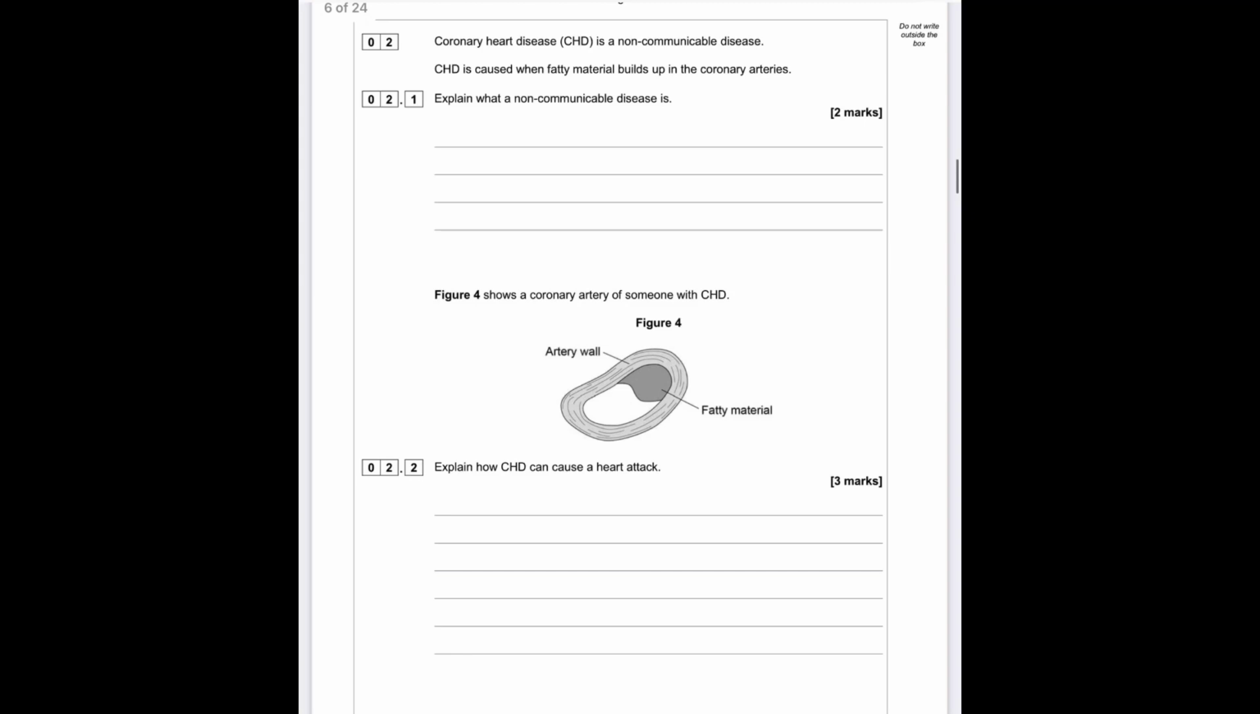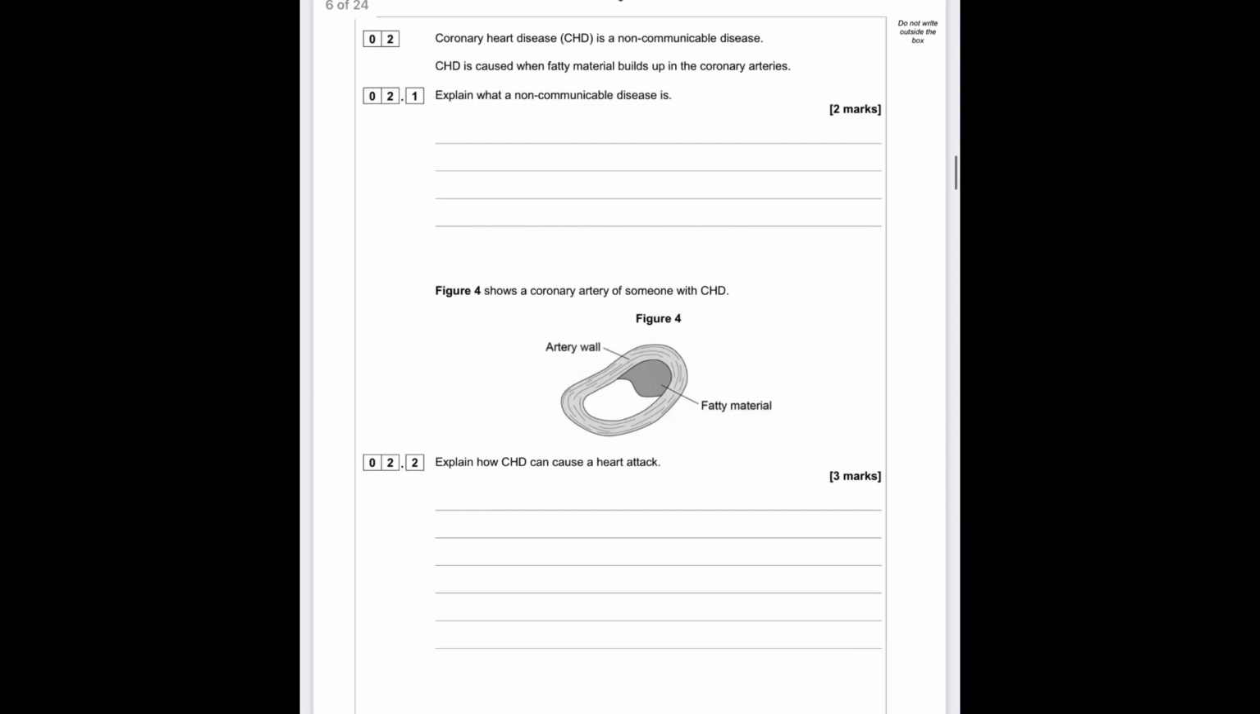In this question, we're told that coronary heart disease, CHD, is a non-communicable disease. CHD is caused when fatty material builds up in the coronary arteries. Explain what a non-communicable disease is. So here we've just got to explain that with a non-communicable disease, a pathogen is not able to pass on the disease, so it's not spread from person to person.